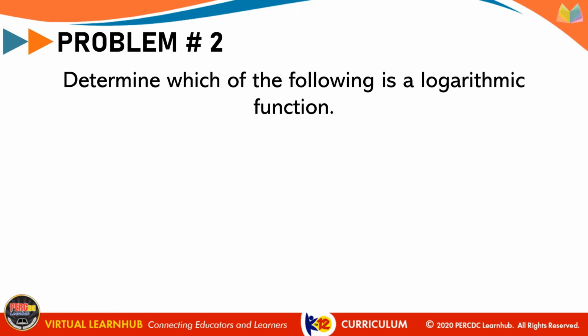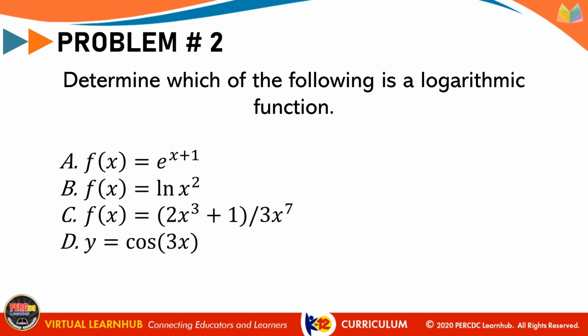For problem number 2, determine which of the following is a logarithmic function. A. f of x equals e raised to x plus 1. B. f of x equals ln of x squared. C. f of x equals 2x cubed plus 1 all over 3x raised to 7. Letter D. y equals cosine 3x.